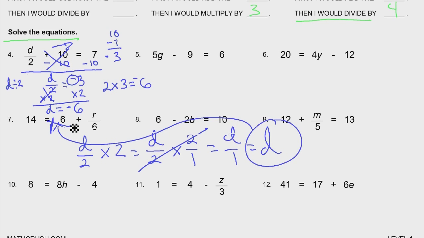Right there. This is what I'd like you to do. Try problems 5 and 6 really quick on your own. And when you're finished, come back to me and we'll check your answers. I'll see you in a bit.